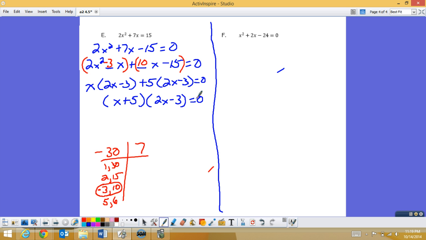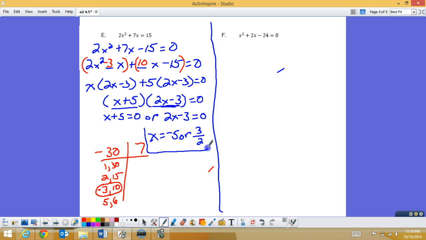And now, since we have our two expressions that we're multiplying together to get 0 for a product, that means that one of those two, either x plus 5 or 2x minus 3, has to be equal to 0. And solving each one, the first one we solve by subtracting 5. The second one we solve by adding the 3 and then dividing by 2. So we end up with 3 halves.